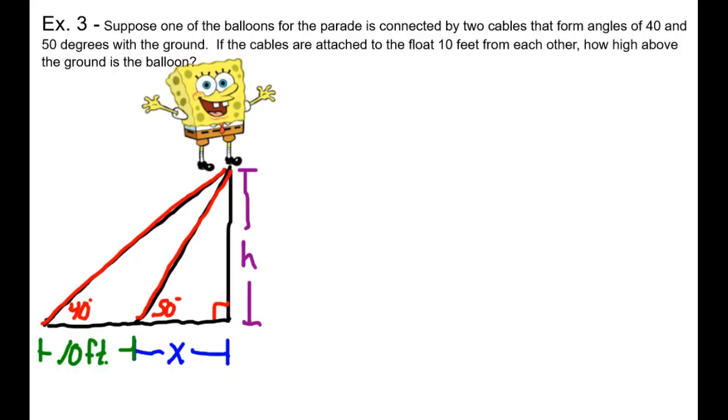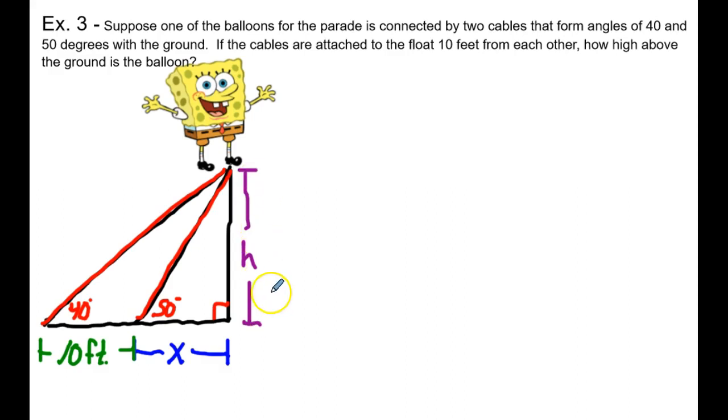So example 3, suppose one of the balloons for the parade is connected by two cables that form angles of 40 and 50 degrees with the ground. If the cables are attached to the float 10 feet from each other, how high above the ground is the balloon? So again, just like the last problem, we're going to have to create two different problems in order to solve for the height.